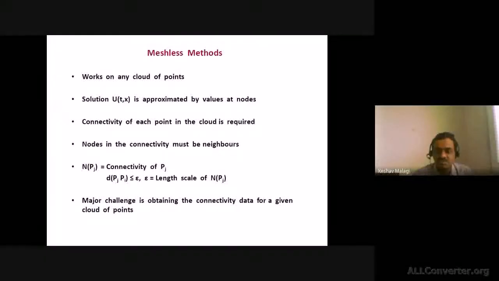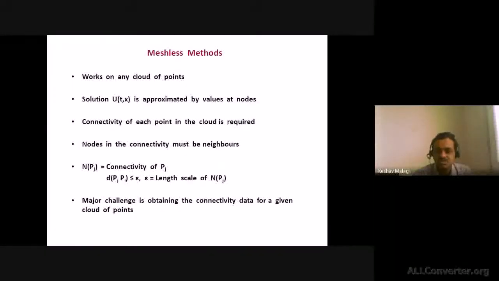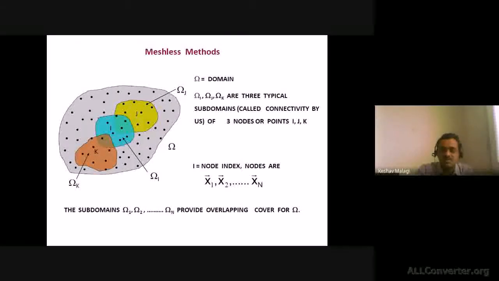One of the major problems in meshless methods would be just generating this connectivity. So given a point, who its neighbors are is something you have to be ready with before you solve the PDE. Since it is only a collection of points, we keep calling it a cloud of points. So it will make it very clear here.